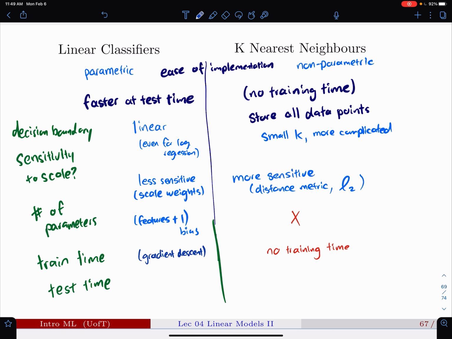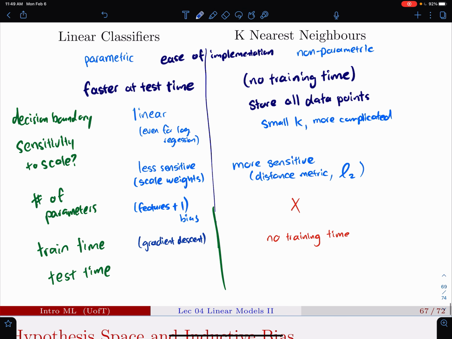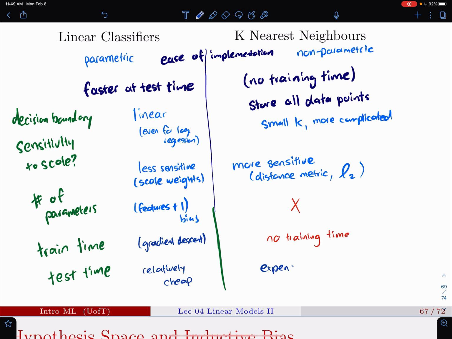But the main advantage of having a parametric approach is at test time, it's relatively cheap to use. Whereas for k-nearest neighbors, it's pretty expensive at test time. So that's some of the differences you can conceptualize, and perhaps the parametric versus non-parametric distinction can help you think about the algorithms more.